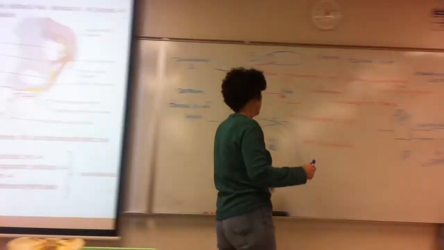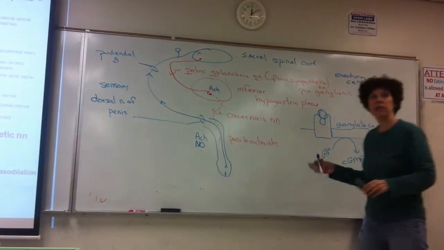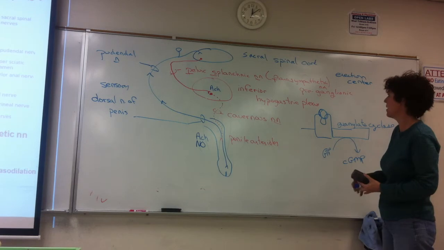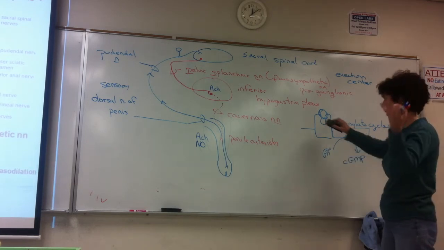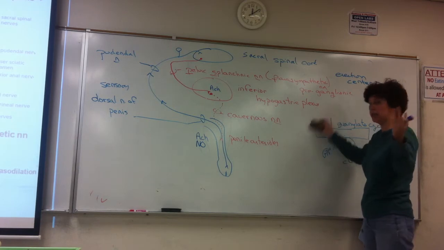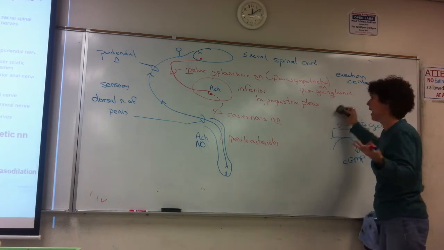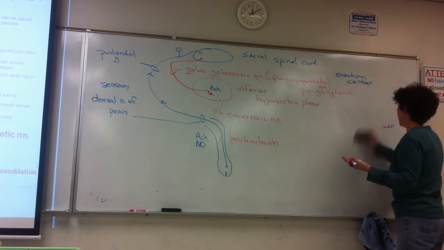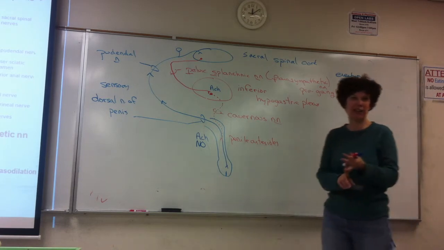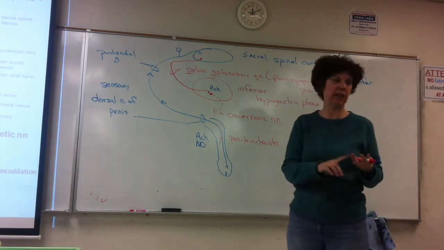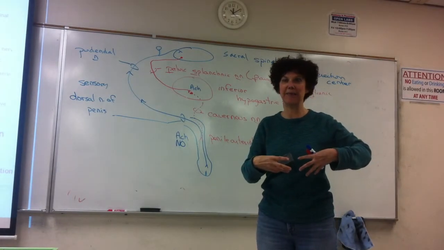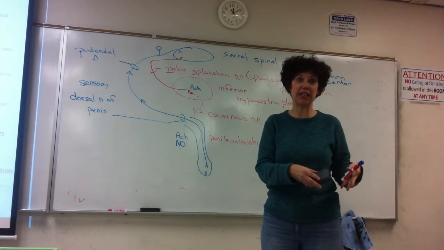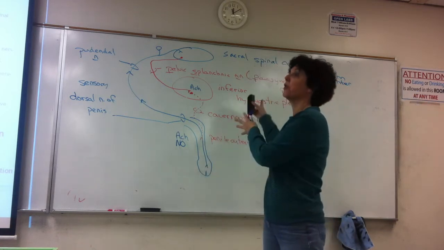All right? Let's look at emission next. And as a process, what is emission? So it's the movement of the semen into the prostatic urethra, and it is the secretion of all of our glands, seminal vesicle and bulbourethral glands, also into the urethra. Okay? And then ejaculation is the movement through the urethra.